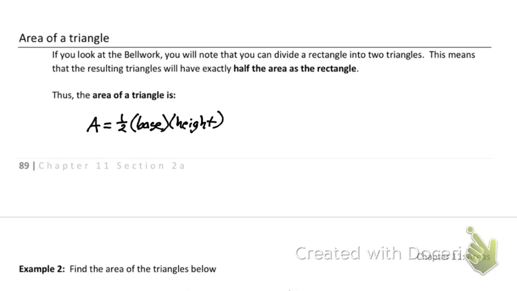This means that the resulting triangle will have exactly half the area of a rectangle. So the reason why a triangle is half of base times height is it actually is half the size of the rectangle that would form around it. So any triangle you have is half the measure of a rectangle that would go all the way around that triangle. That's where that 1/2 comes from.